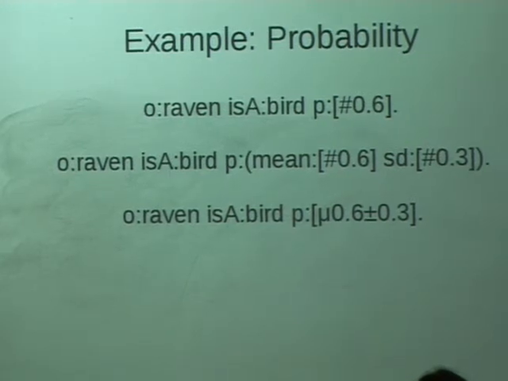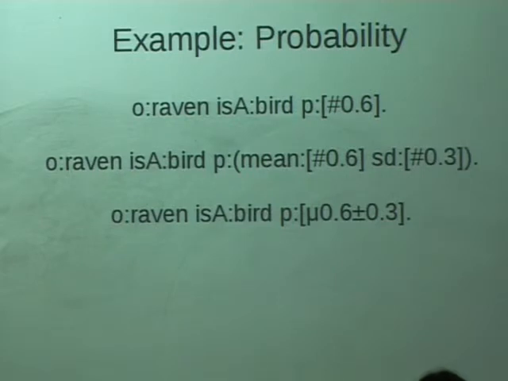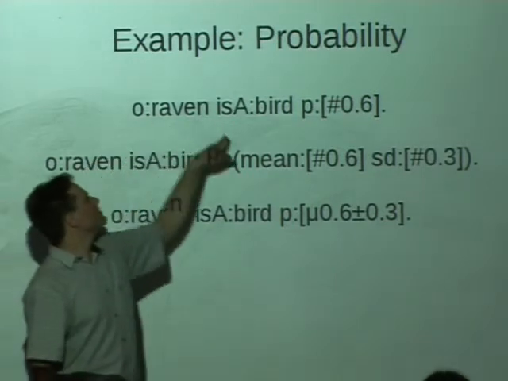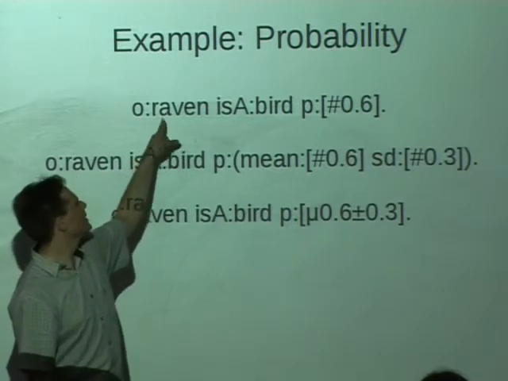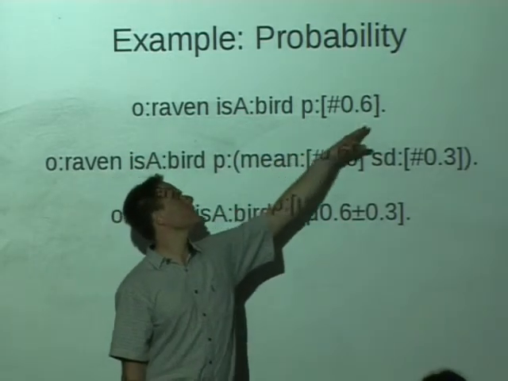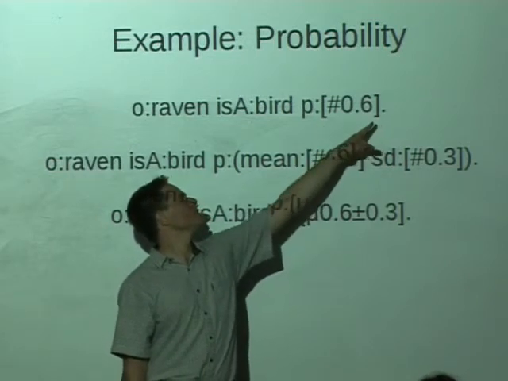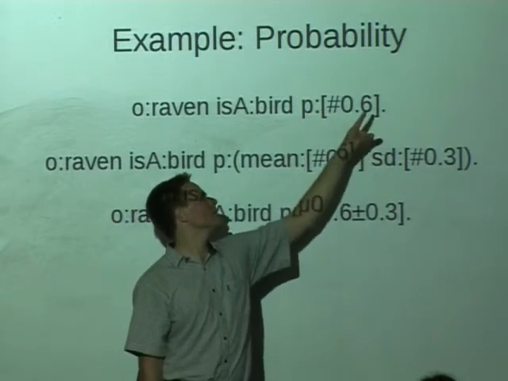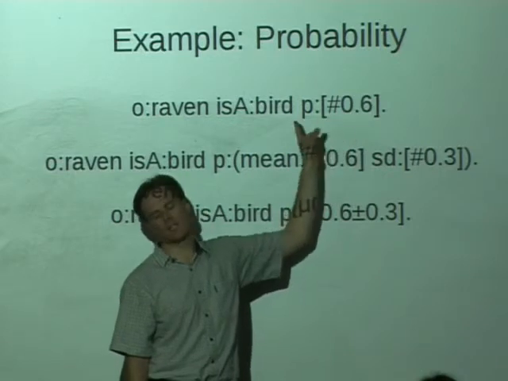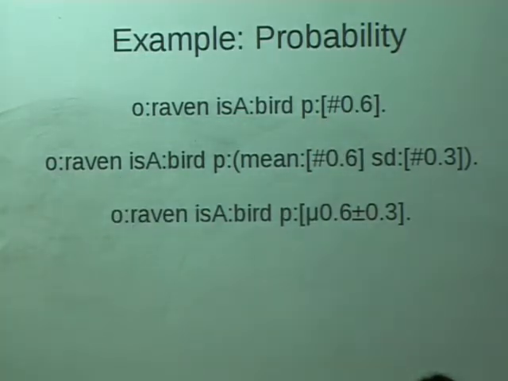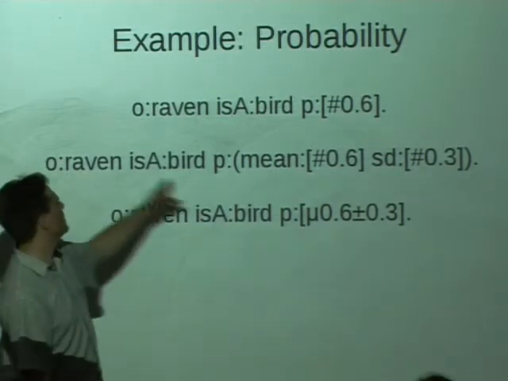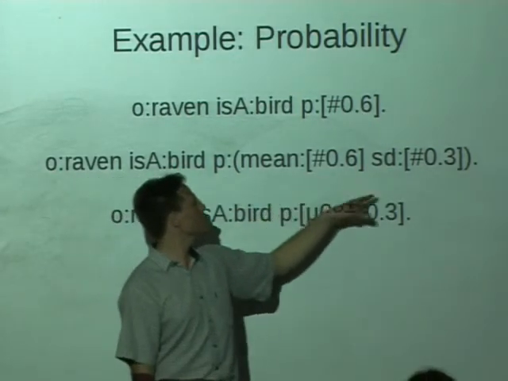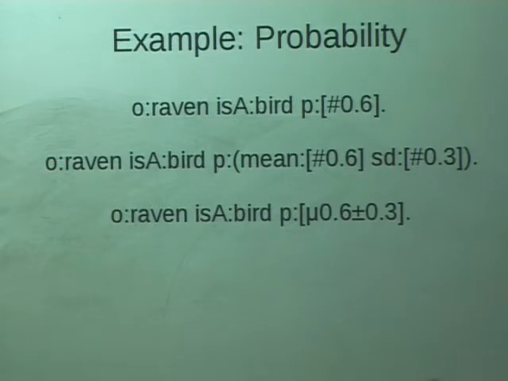Same sort of thing, but this time using a probability. A raven is a bird, or this particular raven is a bird, with a probability of 0.6. This is a literal. I've used a square bracket, a deciding character, then a whole bunch of characters in the closing square bracket as literal. And the idea is that you can write your own custom parsers to extend the language. And the same sort of thing again: raven is a bird, the probability has a mean of 0.6 and a standard deviation of 0.3, for some sort of fancy probability theory that I haven't invented yet.